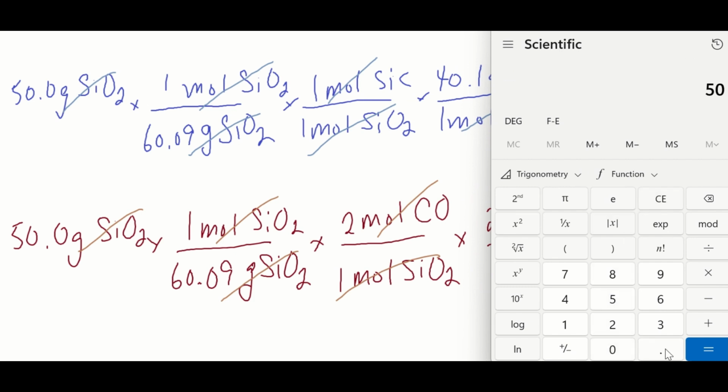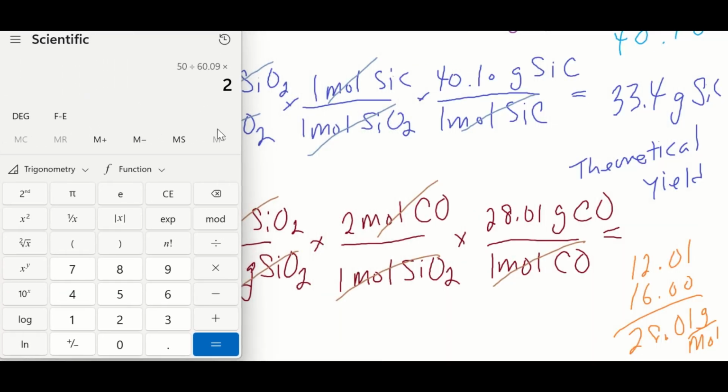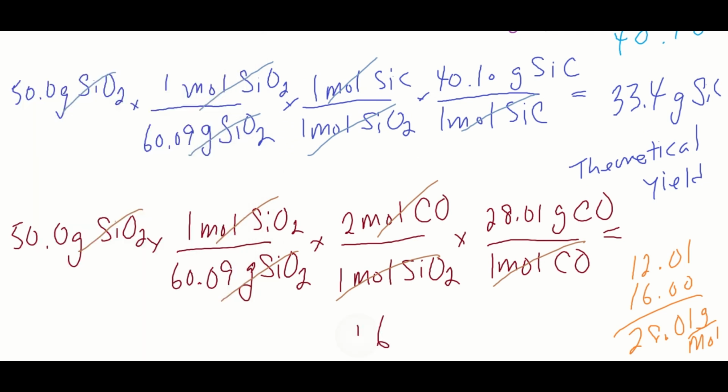Let's punch these in. 50 divided by 60.09 times 2 times 28.01. And so our answer is 46.6 grams of carbon monoxide. And that's your answer to part B.